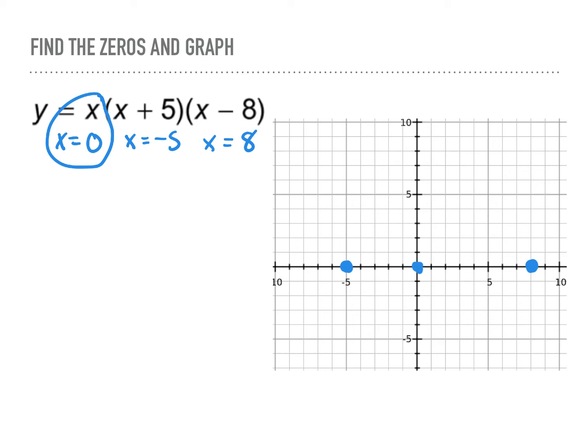Next, I need to check the end behavior. How many x's total do I have here? 3. So this is an x cubed graph. Do any of them have a negative in front of it? No. So it's a positive x cubed graph. So what do the arrows for a positive x cubed graph do? Down and then up. Perfect. So this is my left arrow. This is my right one. So out of the point farthest to the left, I go down. Out of the point farthest to the right, I go up.